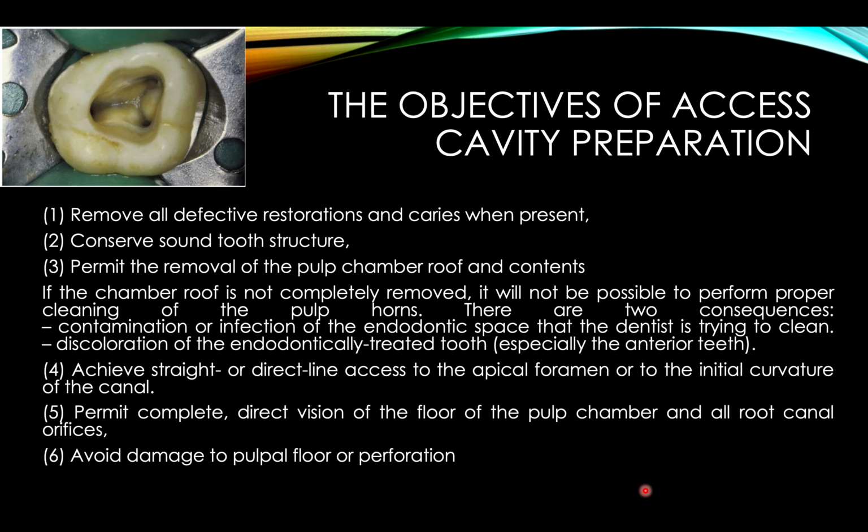We also want to achieve a straight line access or a direct access to the apical foramen of the tooth, or at least to the initial curvature of the canal. So we want a straight line access to the root canal in order to clean it as well. Also, at the same time we want to preserve and not destroy the floor of the pulp chamber.